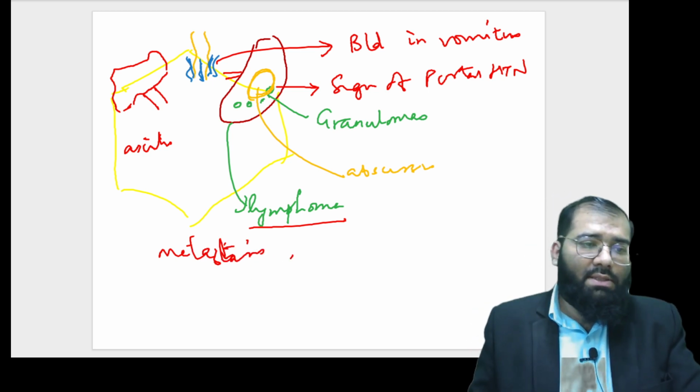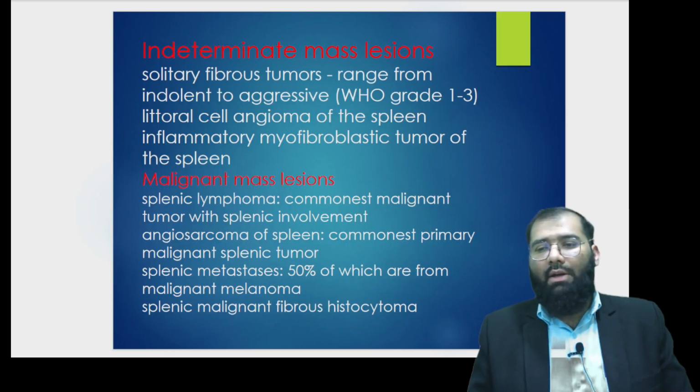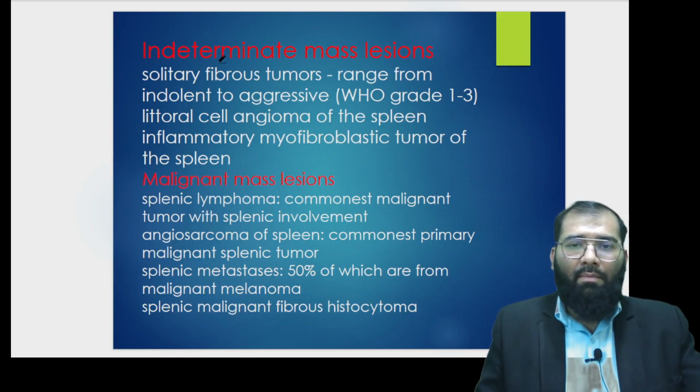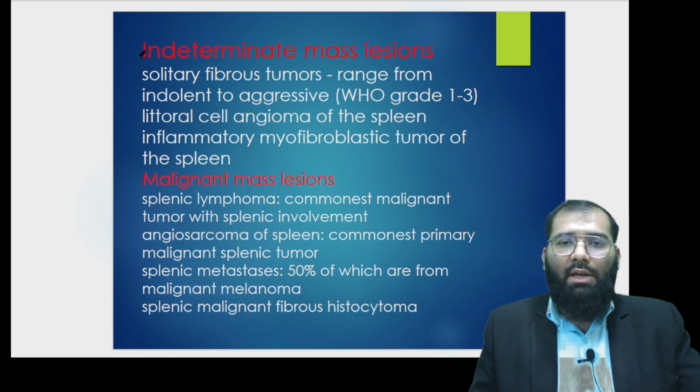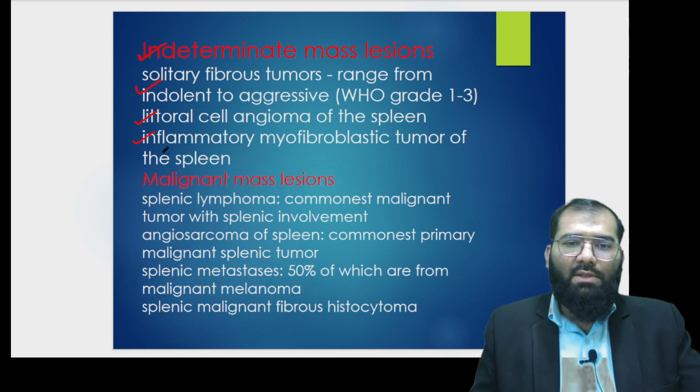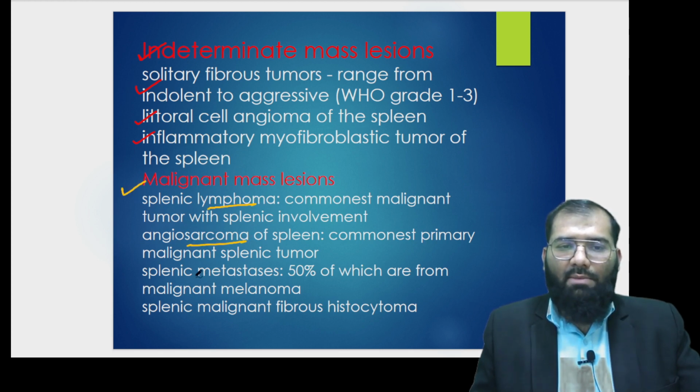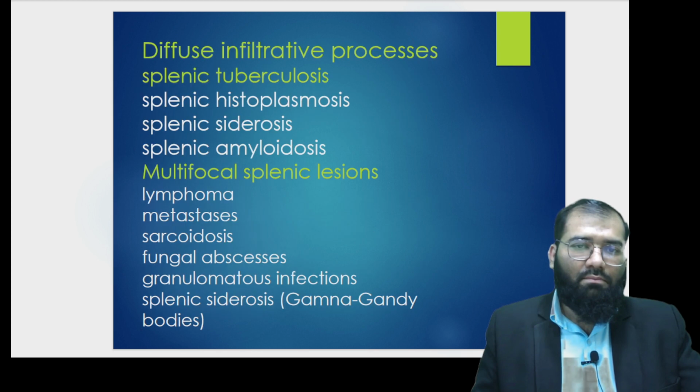Now with this, let us look at the other important indications where we look at the spleen. And what are the other splenic lesions? Intermediate mass lesions like solitary fibrous tumor, littoral cell angioma, or inflammatory myofibroblastic tumor of the spleen. Malignant lesions of the spleen like splenic lymphoma, angiosarcoma of the spleen, and splenic mets. And we have malignant fibrous histiocytoma.